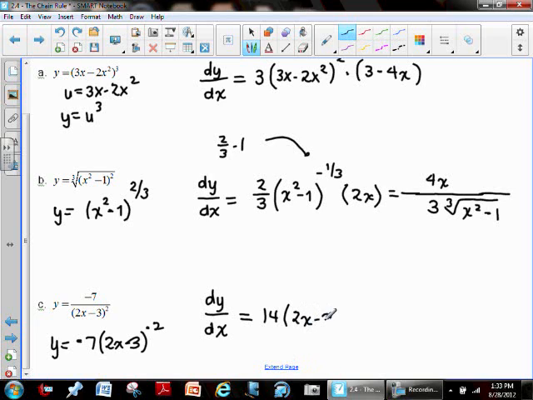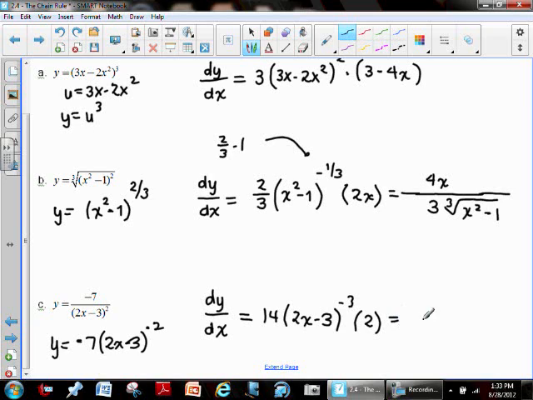2x minus 3 is now going to be raised to the 1 less than -2. Sometimes you have to be careful when you're in the negative number world. When you subtract, the numbers actually look like they get bigger in size, but because they're negative, they really are getting smaller. So our exponent is -3. And then are we finished? No, we have to take the derivative of 2x minus 3, which of course is 2.